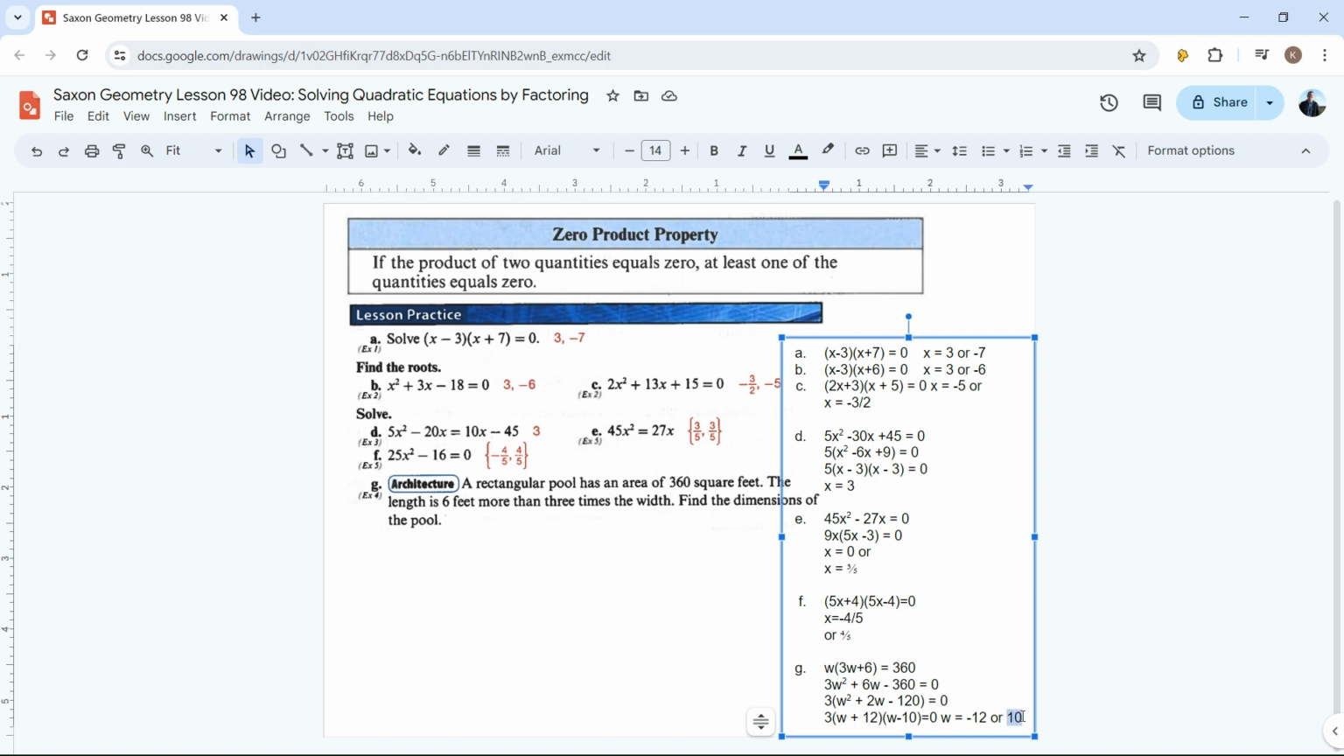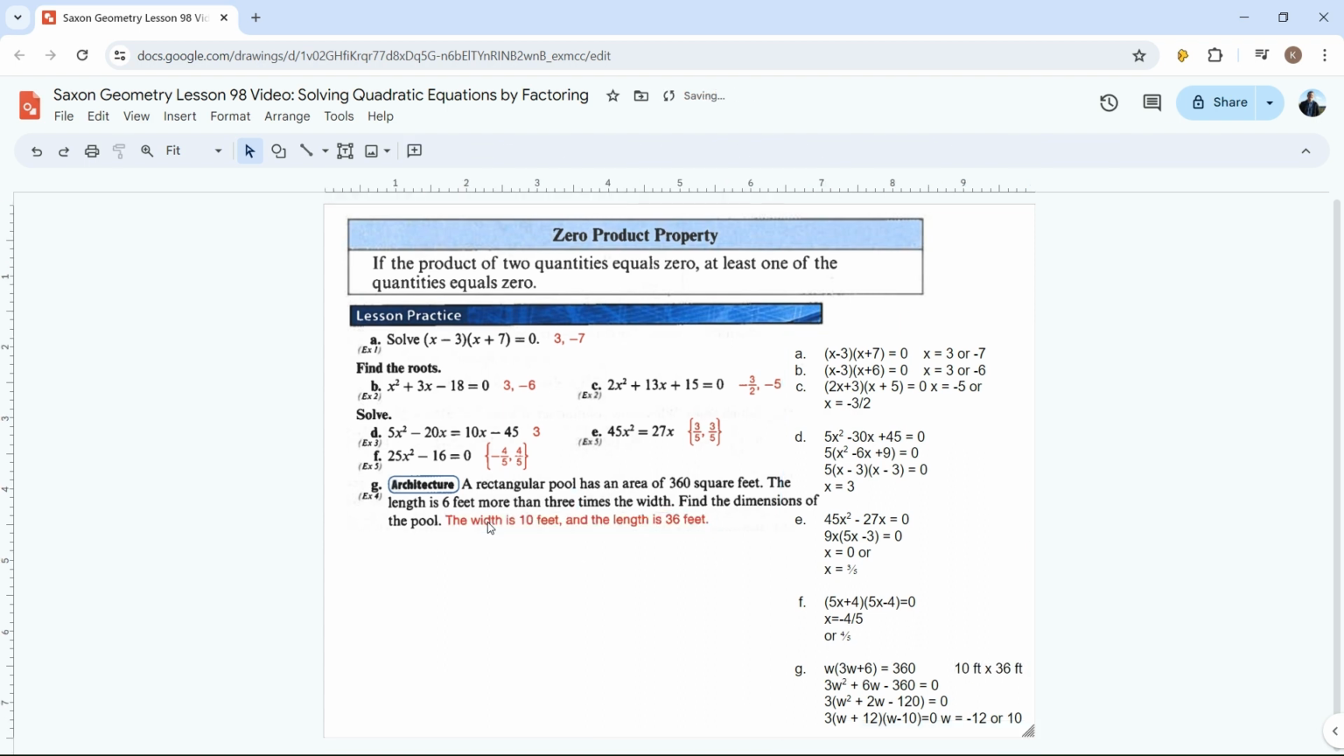And then what does that make the length? The length has to be 3 times the width plus 6. So 3 times 10 plus 6 is 36. The answer to this should be 10 feet by 36 feet. And that gives me that area of 360 that I was looking for. Let's see if that's the right answer. 10 feet by 36 feet. Bam, we got it.